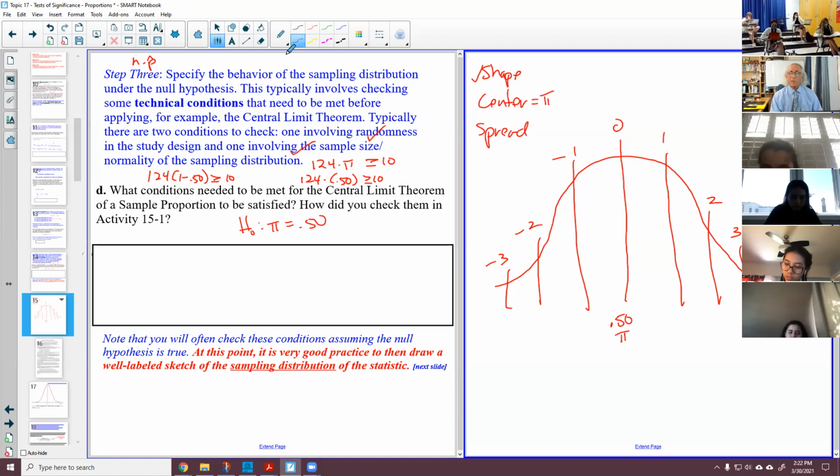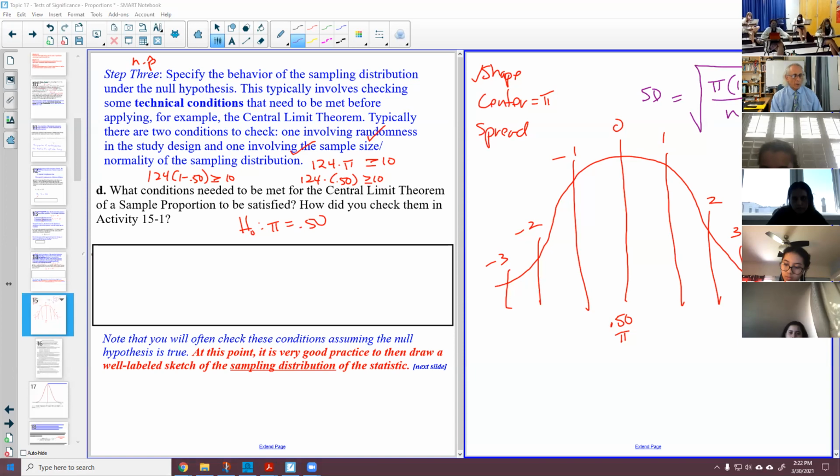So what is the formula for figuring out the standard deviation? It's the square root symbol. Square root, pi, parentheses 1 minus pi, over n. That's exactly right. This is going to get us my standard deviation.